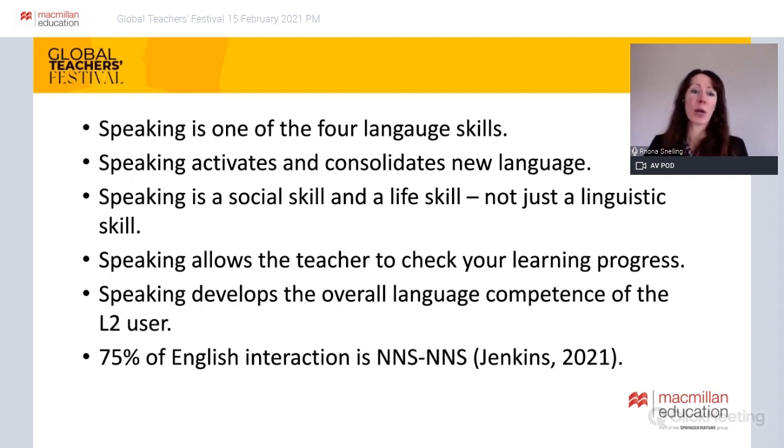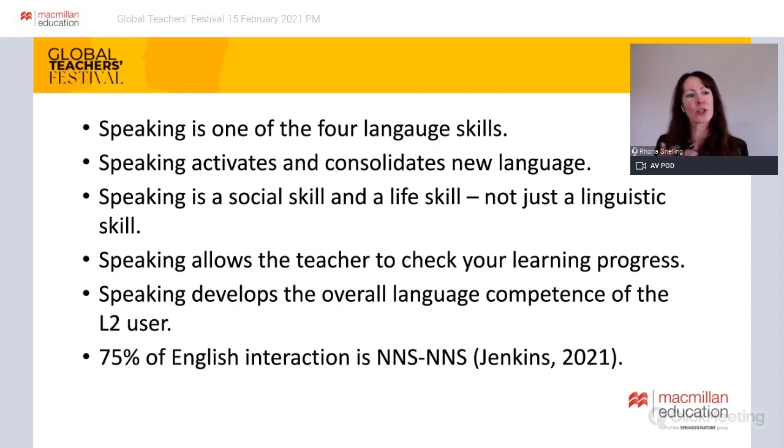Speaking develops the overall language competence of the language user. Absolutely. These little things all contribute to the overall competence. And last but not least, this is a fantastic statistic, I think. 75%, that's a lot, of English interaction is non-native speaker to non-native speaker. So someone whose first language is German speaking English with someone whose first language is Japanese. 75%, way more than non-native speaker to native speaker.